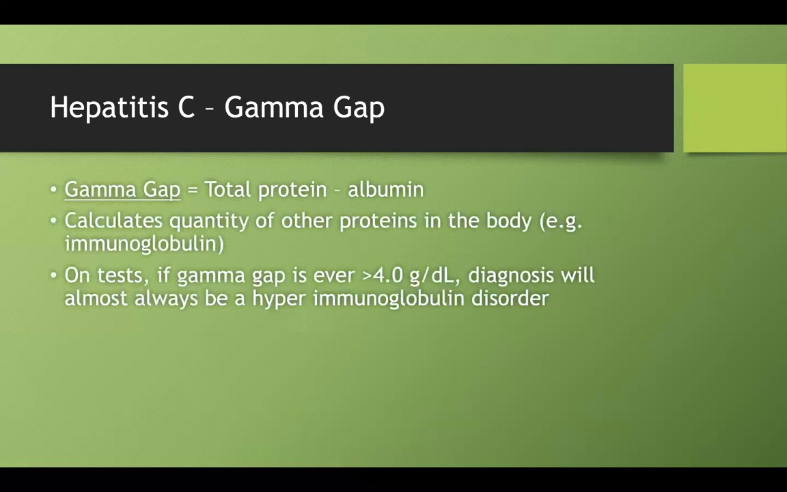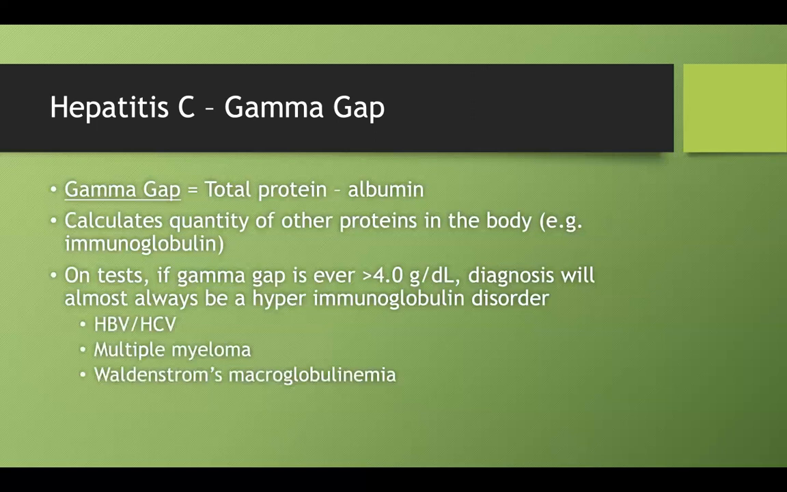And if your gamma gap, the amount of proteins that are not albumin, ever exceeds 4.0, then you should consider some other mechanism that's producing a ton of proteins. And usually the proteins that are getting produced are excess immunoglobulins. So you'll see it in hepatitis B or hepatitis C infection, because we've just discussed how oftentimes in either of those conditions, you get a ton of immunoglobulins. You get a lot of antibodies that are released into your bloodstream. You might also see it in multiple myeloma or Waldenström's macroglobulinemia. Those are conditions where you produce too many immunoglobulins due to some sort of cancer.